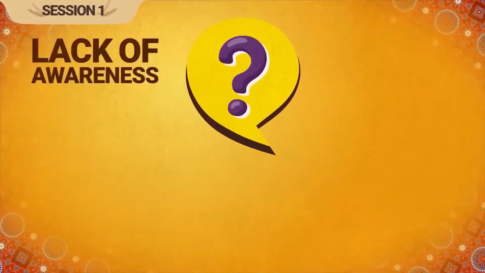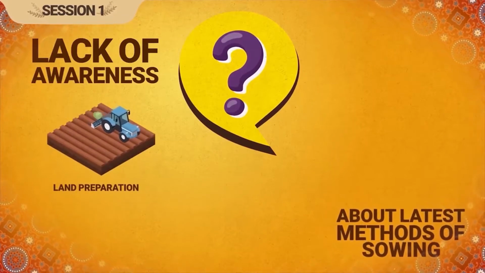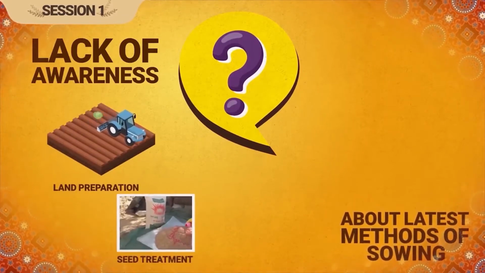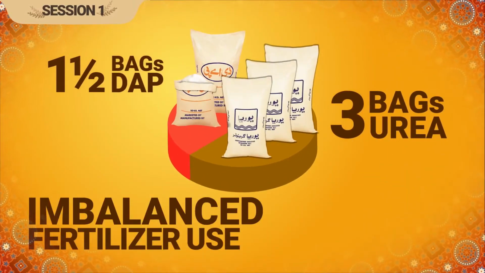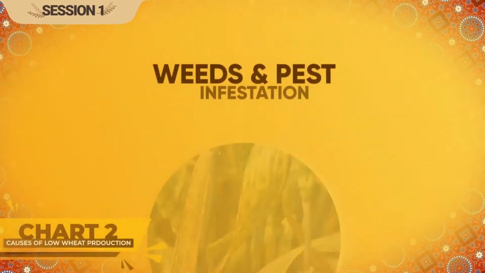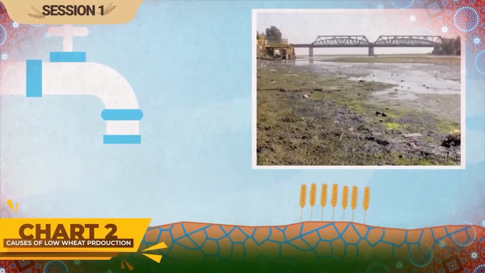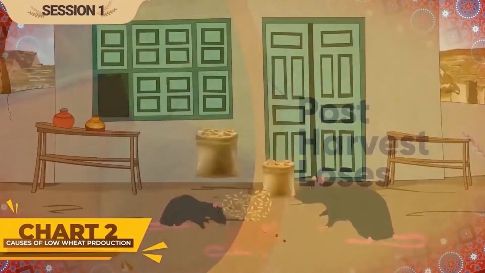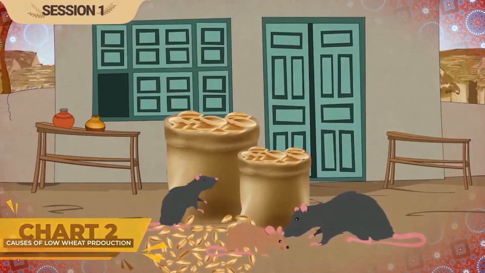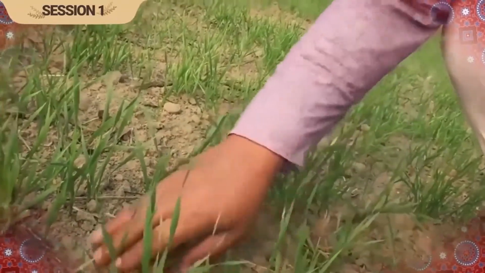Lack of awareness about advanced techniques of sowing, land preparation, seed treatment, method of sowing, foliar application, imbalanced use of fertilizer application, weeds and pest infestation, shortage of irrigation water, post-harvest losses, improper storage space. Now, let's discuss the measures that need to be taken to improve wheat production.